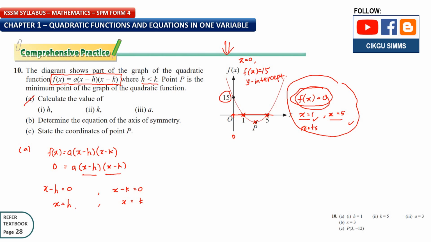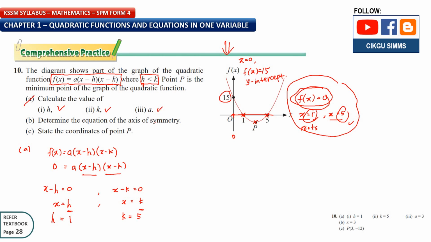So which one? So you know that the root is h and k, right? And then this root is 1 and 5. So which one is h and which one is k? So we need to look at this condition. H is less than k. So 1 is less than 5. So h is the smaller number, right? So h is a smaller number. So h is 1. And then my k will be 5. Because h must be less than 5. Okay, so I got the value of h and I got the value of k.